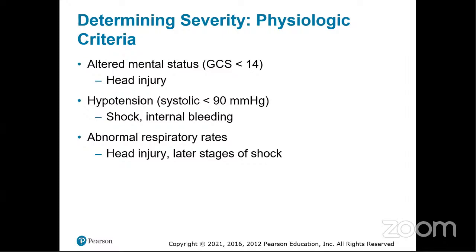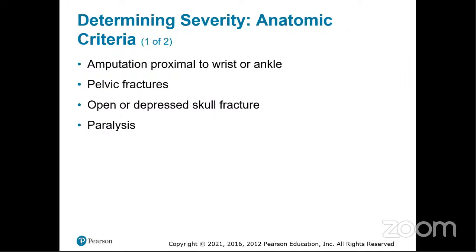Anyway, so if they have a GCS of less than 14 with a head injury, if they're hypotensive because they're going into shock, or they have some kind of internal bleeding, and then anytime we have a head injury, same thing, or late stages of shock with the respiratory rate. And amputation proximal to the wrist or ankle. Pelvic fractures, same thing, they can lose a lot of blood into that pelvis or femur. Open or depressed skull fracture, and then paralysis of any kind.